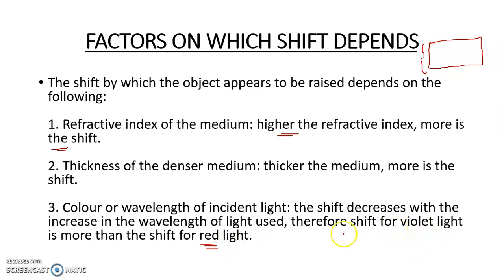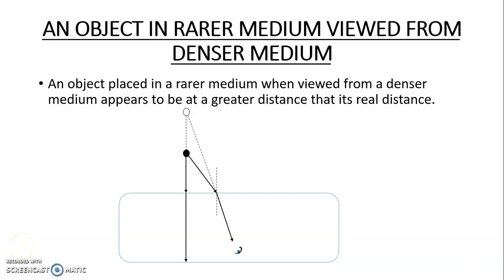Now we have already done that when an object is in the denser medium and is viewed from the rarer medium, it appears shorter, it appears to be bent. Now we'll see the vice versa. We'll see that when an object is in the rarer medium and we are viewing it from the denser medium, what is the effect of refraction at this point?